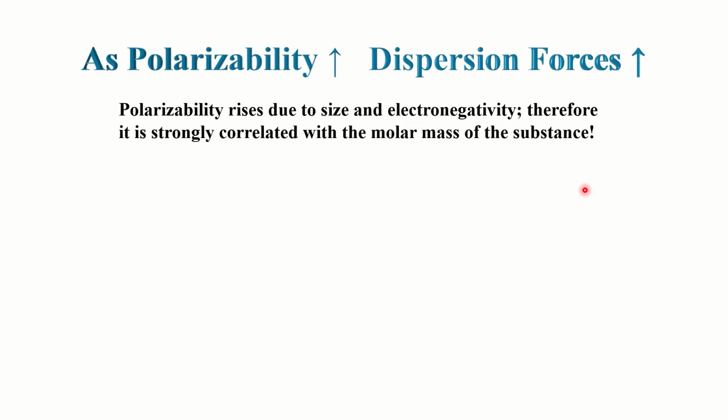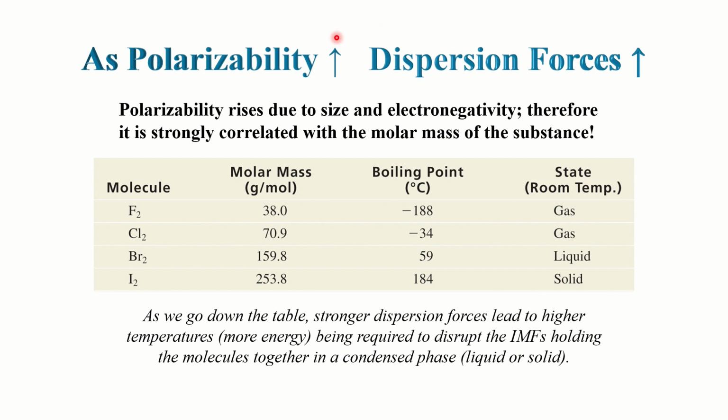Okay, so this is just reviewing what I just talked about. But again, as polarizability increases, either due to size or electronegativity, the dispersion force strength increases. So polarizability is strongly correlated with the molar mass of the substance. So again, analyzing F2, Cl2, Br2, I2, molar mass is increasing, polarizability is going up because of size and electronegativity. The state at room temperature is changing, and we can also see the drastic difference in the boiling points of these four molecules.